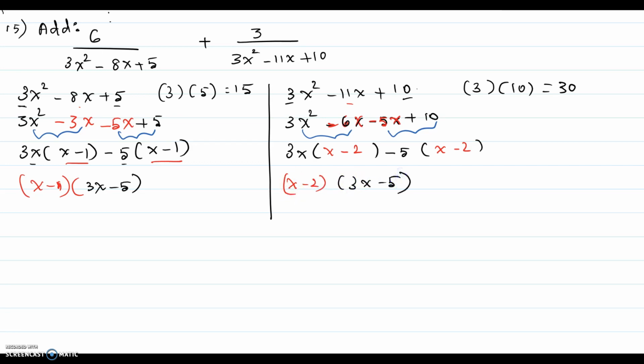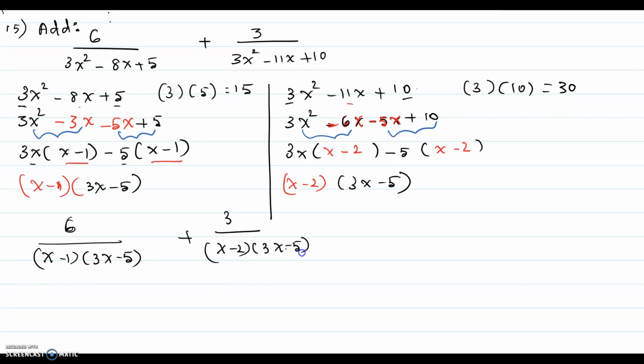Now coming back to the problem given. So we will write the denominators in the factored form. x minus 1 times 3x minus 5, plus 3 over x minus 2 times 3x minus 5. The LCD, least common denominator, would be 3x minus 5 times x minus 1 times x minus 2.